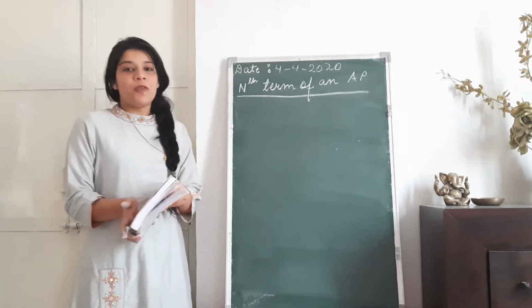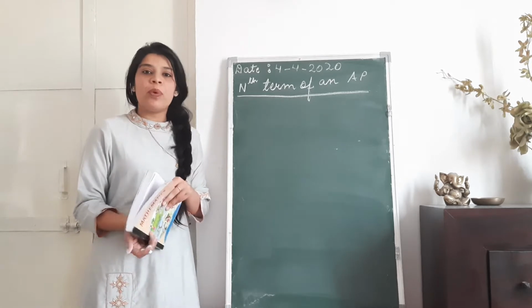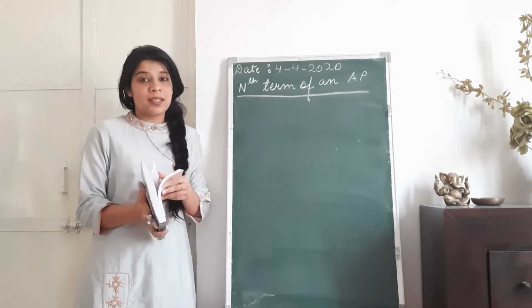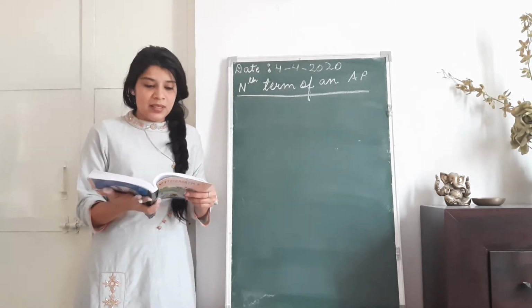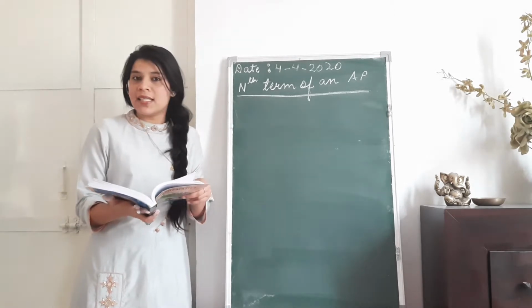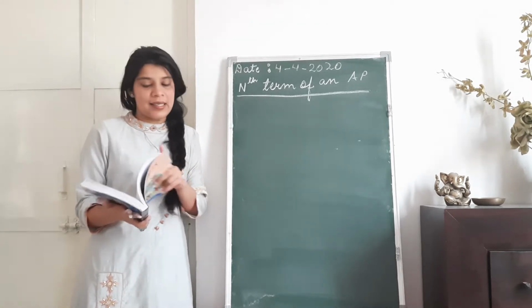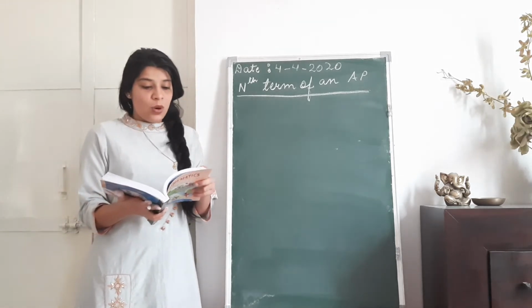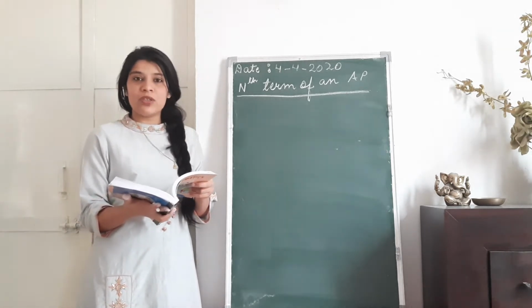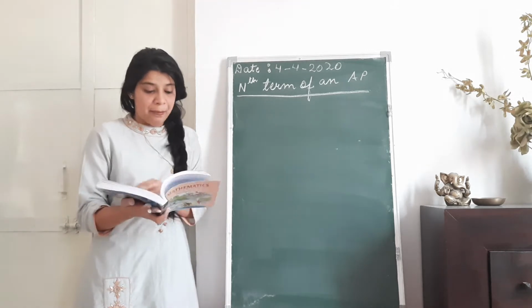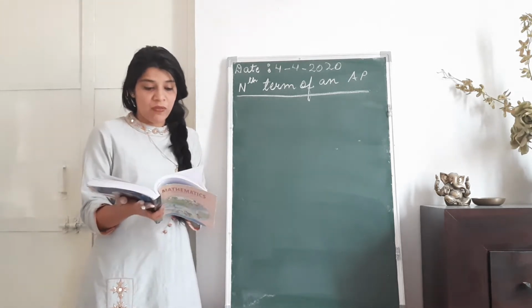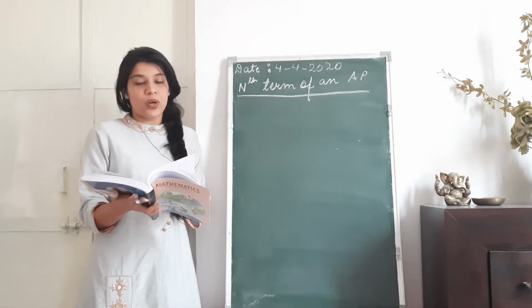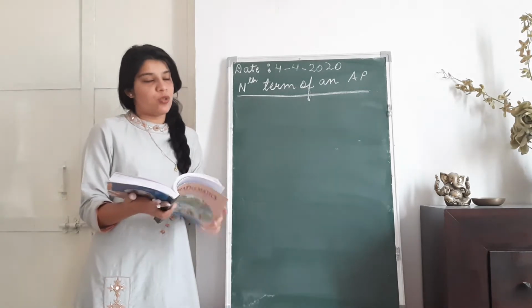Before starting exercise 5.2, I would like to discuss the examples which you have in your NCERT textbook, that is class 10 NCERT textbook. That is what we are using for reference. So first we are going to discuss examples, which is example 3 to 10 of chapter 5, and then we are going to move on to exercise 5.2.